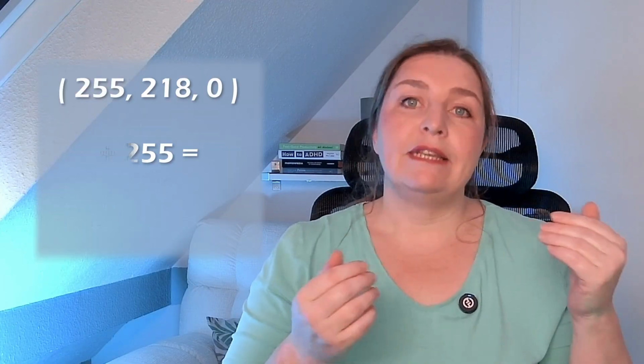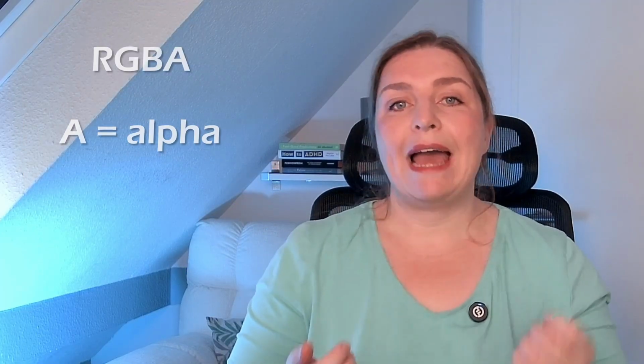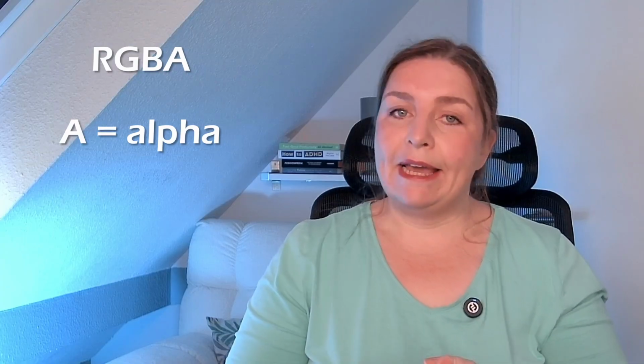If you want to convert 0 to 255 values to 0 to 1 values, divide each value by 255. For the opposite way, multiply each value by 255. Sometimes you might find 4 values instead of 3. In this case, you are looking at an RGBA value where the A stands for alpha. The alpha channel is not a color, but it contains information on the transparency. 255 or 1 in this case means fully opaque and 0 is fully transparent.